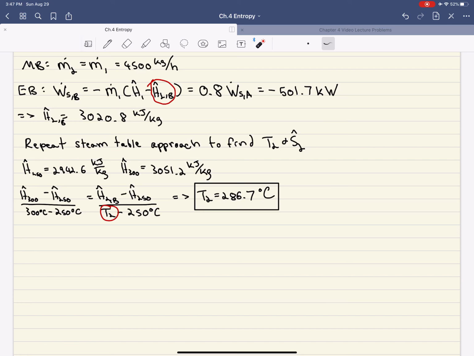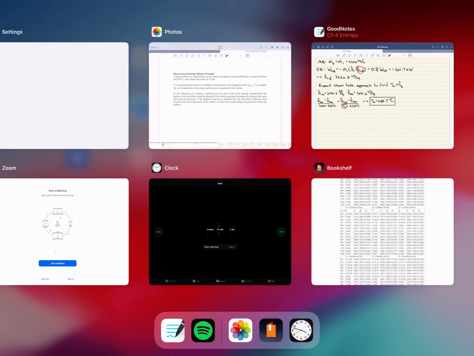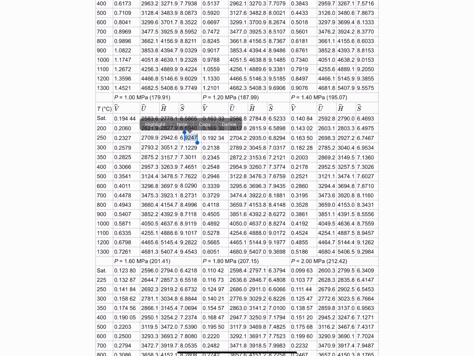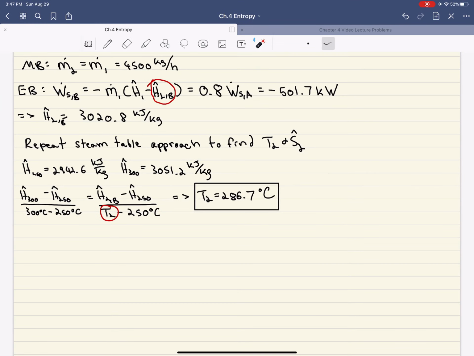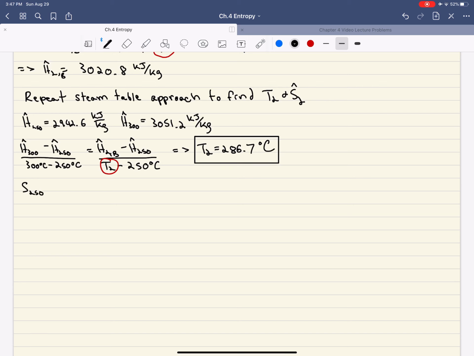In any case, now that we have T2, we could go back to the steam tables and interpolate the entropy values in order to get the S2 value. Okay, so we go to the steam tables. We just look at the entropy values for 250 and 300. We have them there. Let's now write them down. S250 is equal to 6.9246 kJ per kg K. S300 is equal to 7.1229 kJ per kg K.